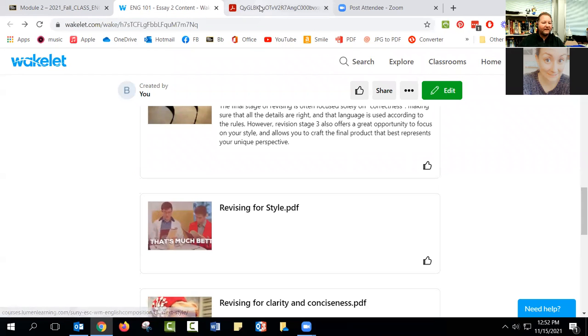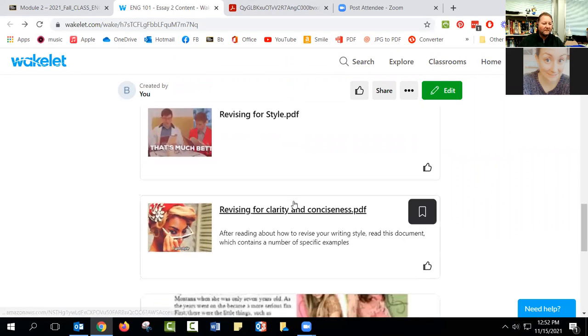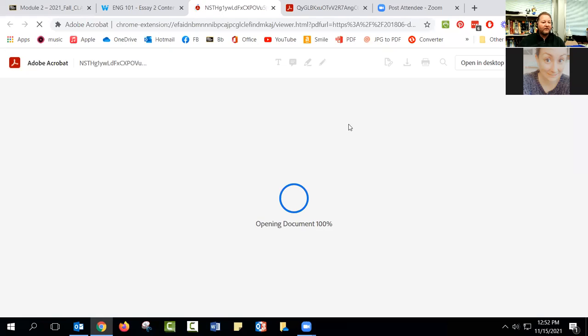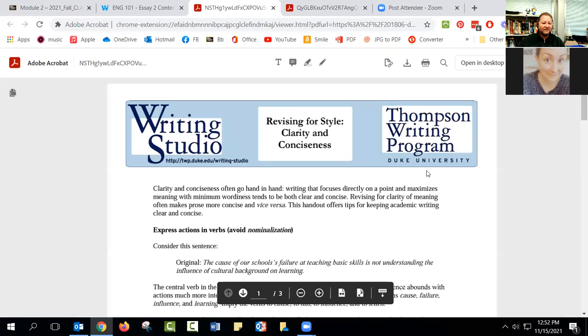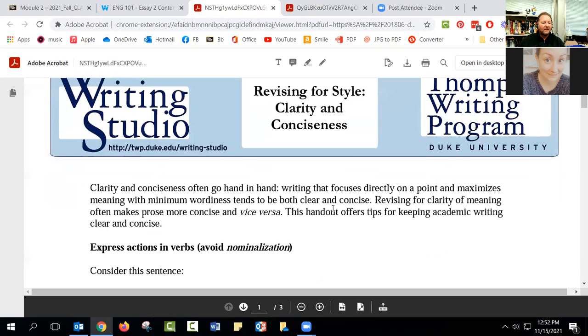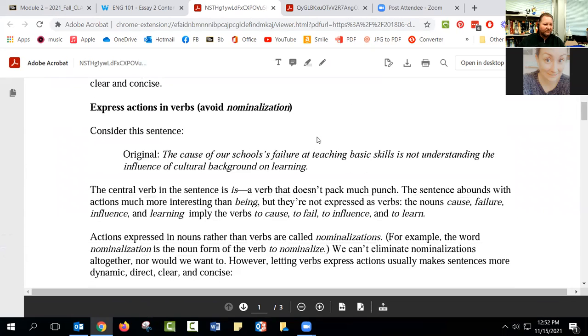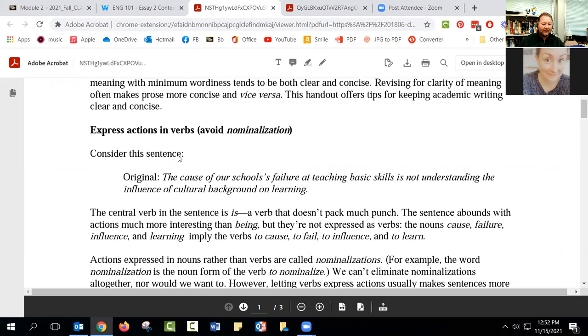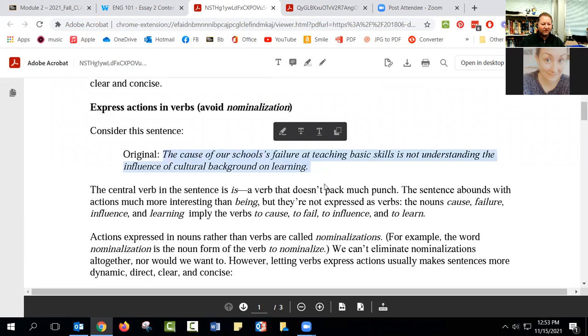Right. So I would definitely look over that again. And then this one I just put on here, it's right underneath it, revising for clarity and conciseness. And this is a really good document that's filled with lots of examples here. So we look at these ones, and I stole this from Duke University. So we're talking, and this one, it breaks it down specifically into the different types of things, right? So this is express actions in verbs, right? So we have this as the original one.